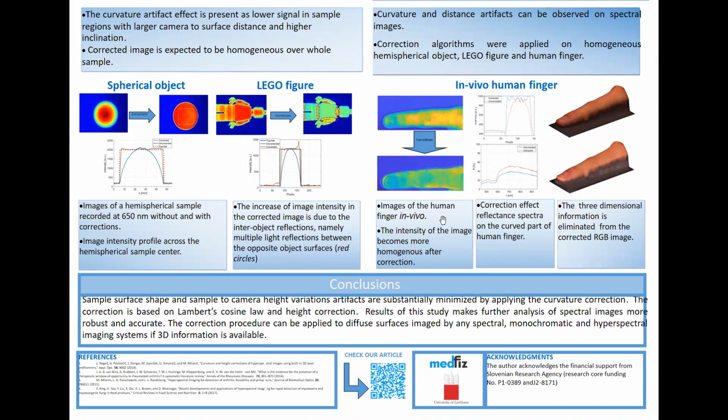So for a conclusion, I would say that the method substantially reduced sample surface shape and sample-to-camera height variation artifacts. Results of this study make further analysis of spectral images more accurate and increase the suitable area for analysis. The correction procedure can be applied to diffuse surfaces imaged by any spectral, monochromatic, and hyperspectral imaging system if 3D information is available. So that would be all from my side.